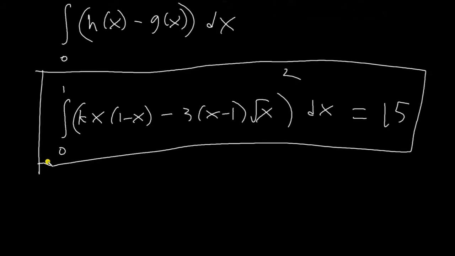So for points, this is a 3-point question. 2 points for the main big boy stuff in the integral, and then 1 point for everything else. So the limits and the setting it equal to 15 part. Okay, that was the end of question 2. Let's look at question 3.